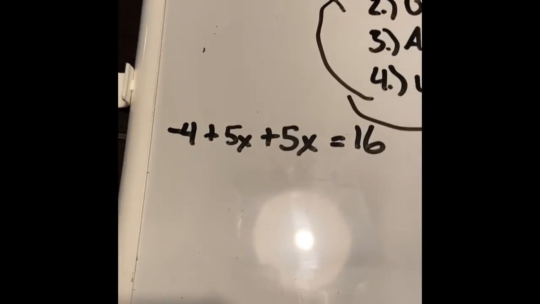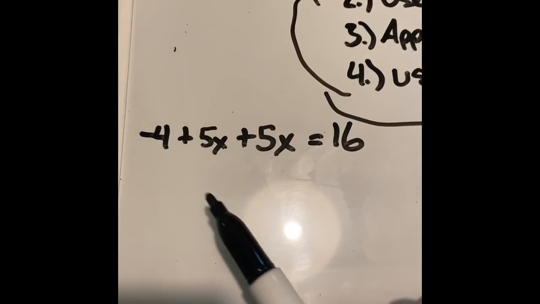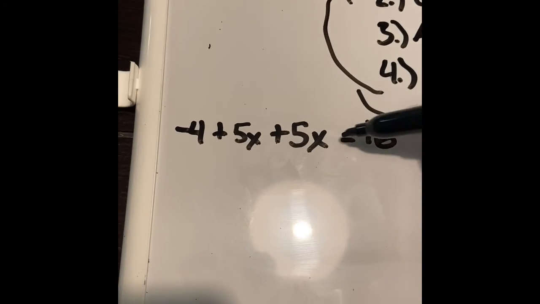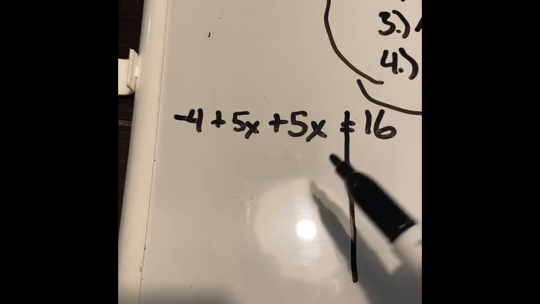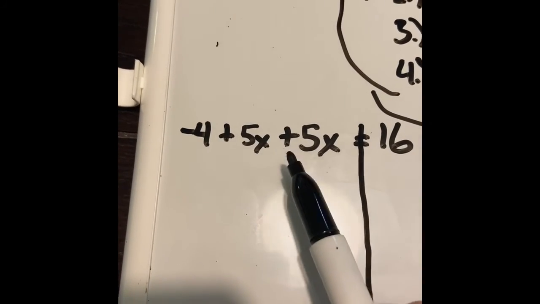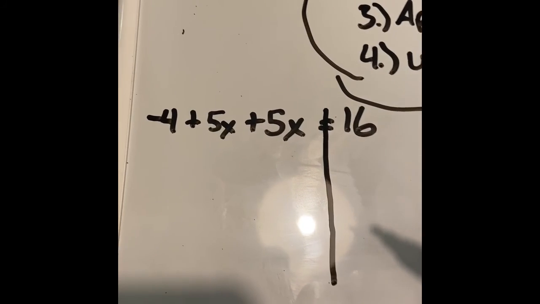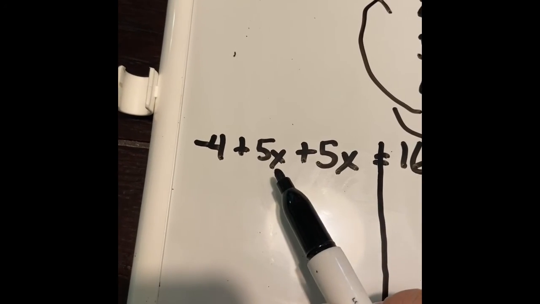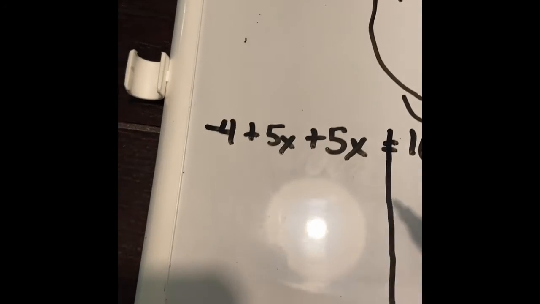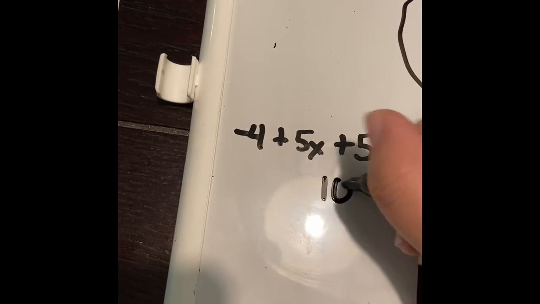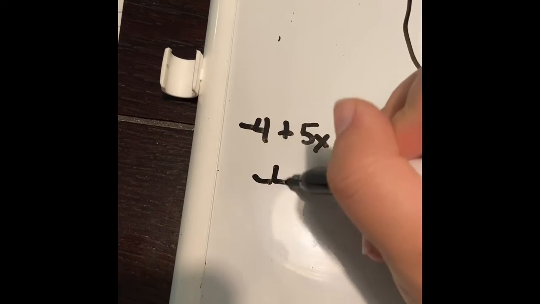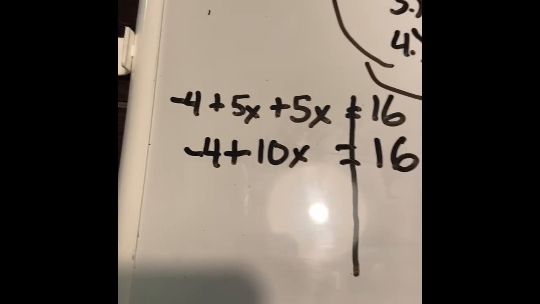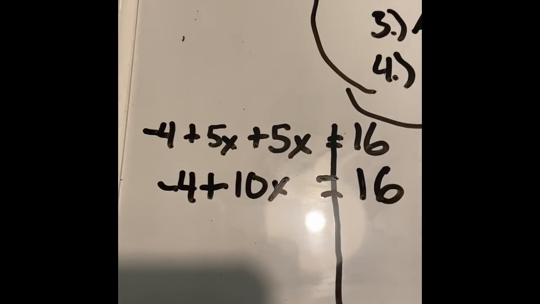All right, so we're going down to our first problem here. I can already see that we have like terms on the one side here. Let me draw that. So we have 5x plus 5x. So all you're doing there is, again, combining like terms. It's like adding 5 plus 5, which is 10 with the x attached to it. So we have 10x and then a negative 4 plus this 10x, which equals 16.